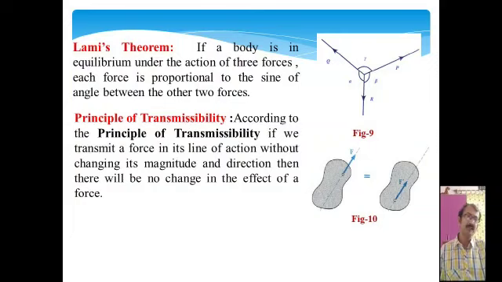So in figure 9, it is clear that a force is acting on a body, and that force has a line of action. If the force is replaced anywhere on the line of action of the same body, and it is represented by F', where F equals F', then as per the principle of transmissibility, with no change in magnitude and direction, there will be no change in the effect of the force on the body.